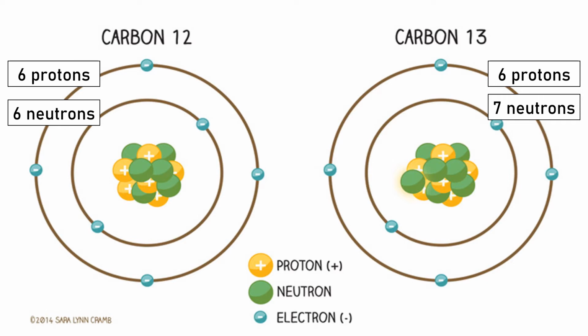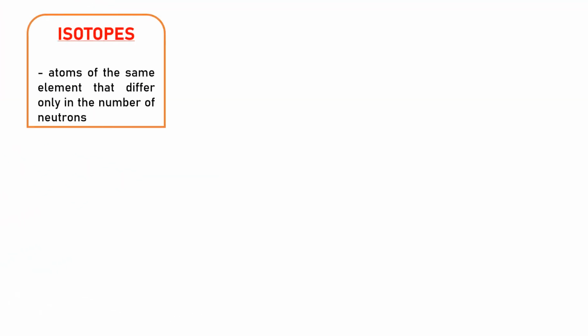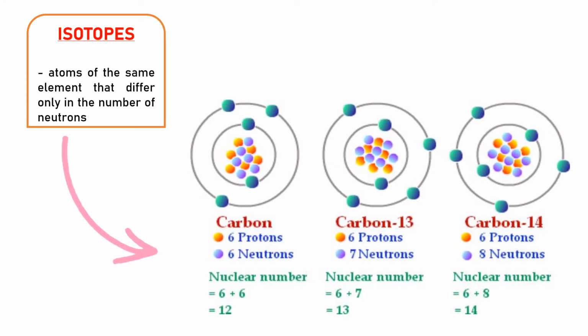So, therefore, from the usual carbon 12, there is carbon 13 and carbon 14. We can say these variations are called isotopes. Isotopes are atoms of the same element that differ only in the number of neutrons. Here's one example of a carbon isotope, carbon 13. Notice that while the number of protons in carbon 13 remains at 6, the number of neutrons has to increase from 6 to 7.